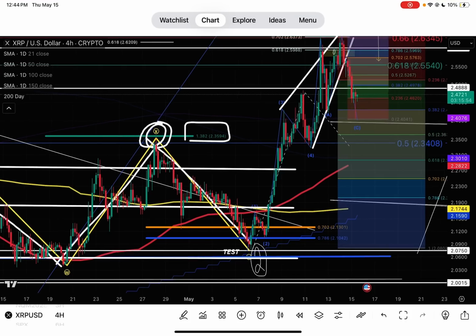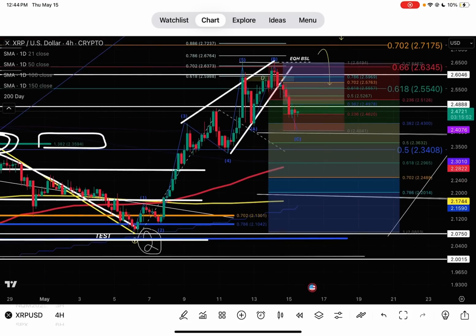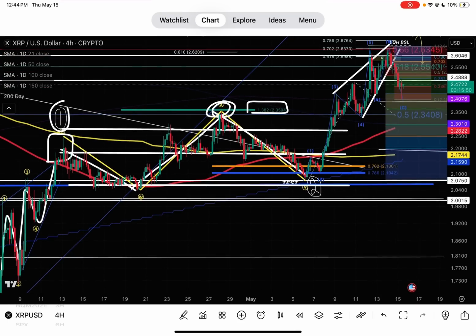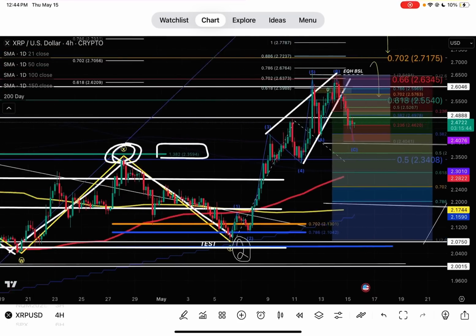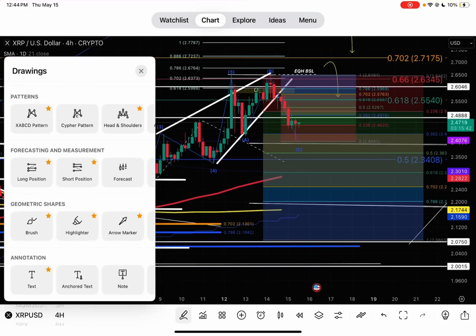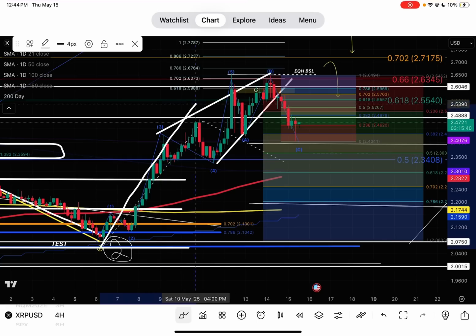Okay, so now for our next leg over here, it does look like we are within wave 3. Within that wave 3, there's going to be 5 subwaves. Now, it does look like we're just completing wave 2 of that third wave to the upside.